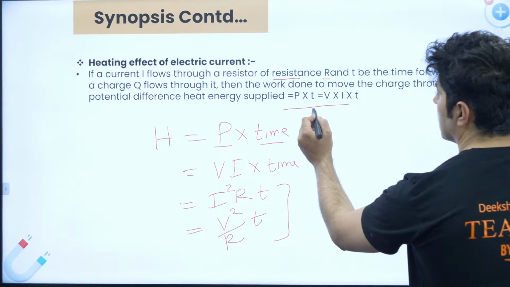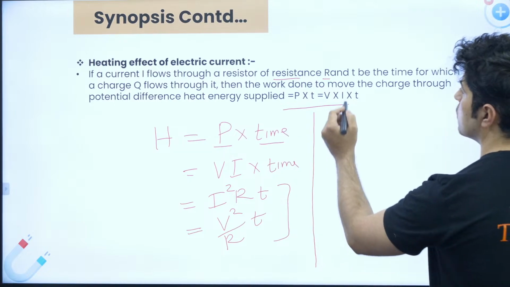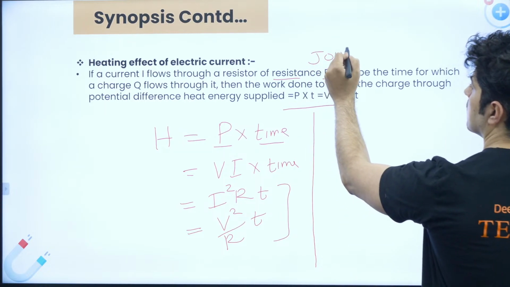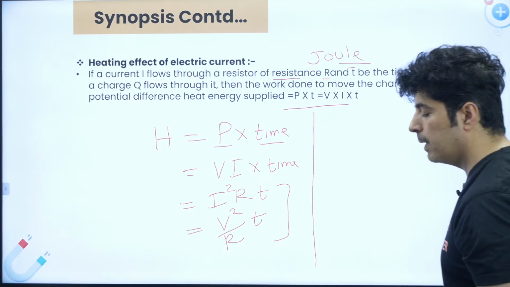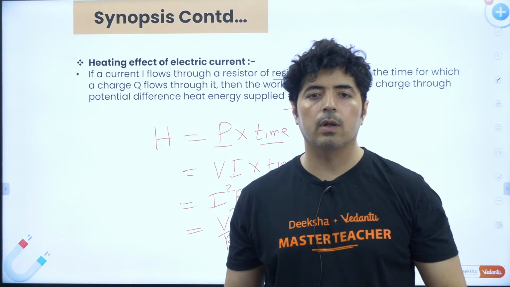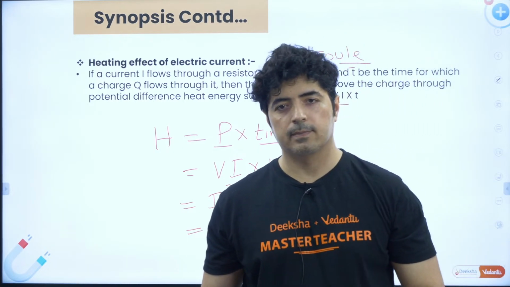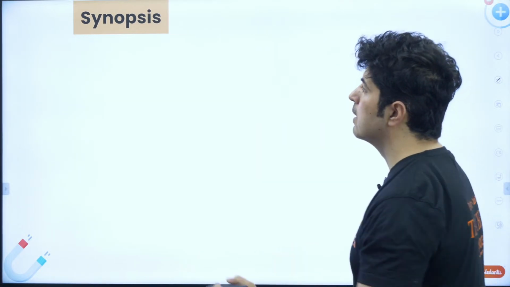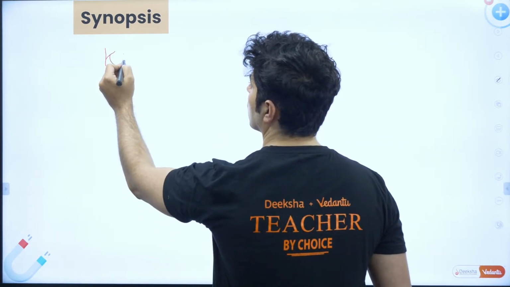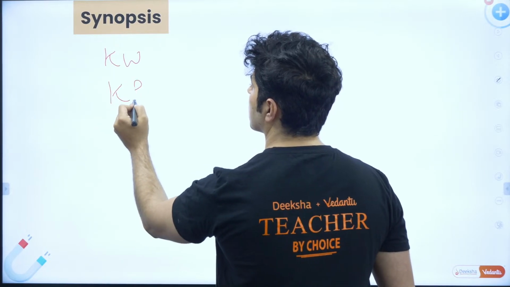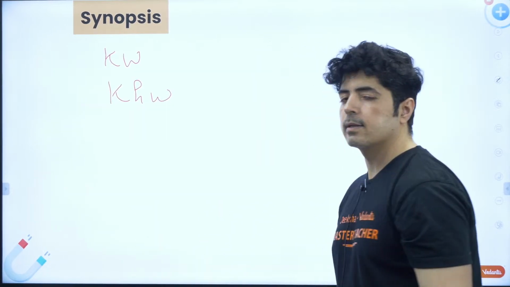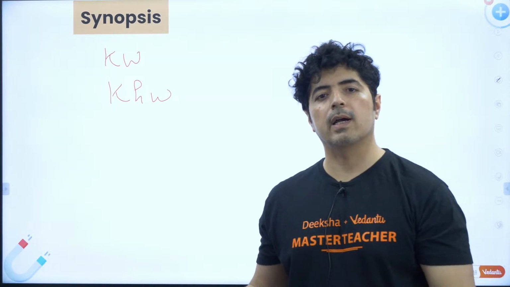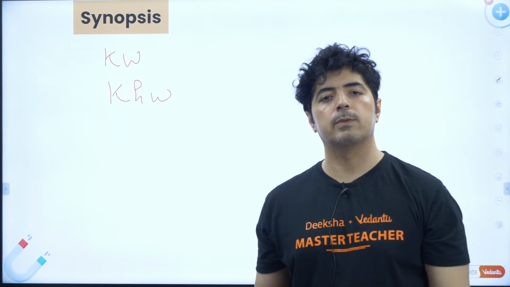Now, the unit part. Unit of heat is joule. But you will come across a thing called kilowatt hour. Now there are two things which come: one is kilowatt and one is kilowatt hour. A lot of students have issues understanding it. What is kilowatt hour, sir? What is kilowatt? What is the difference between them?